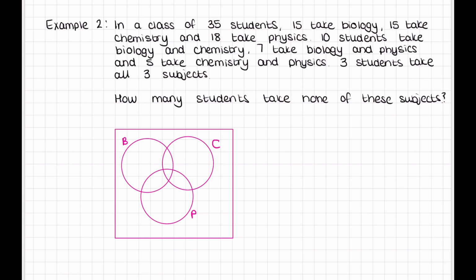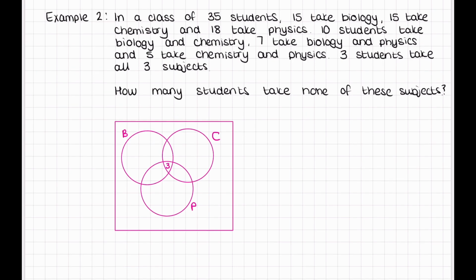Once again, we start in the center. How many take all 3? There's 3 students, so 3 will go in the middle. We know 5 take chemistry and physics, but we already have 3 in this intersection. They take biology too, but they do take chemistry and physics. It doesn't say chemistry and physics only. So because it says chemistry and physics, that whole little section has to add to 5, so it's only going to be 2 in that part.